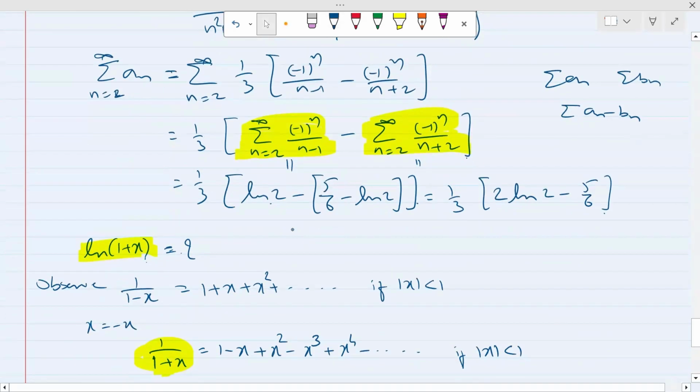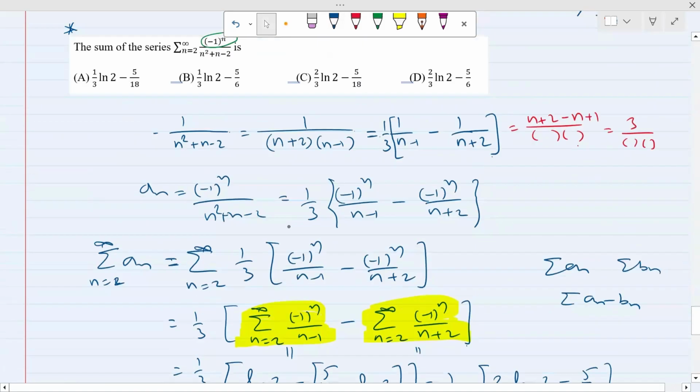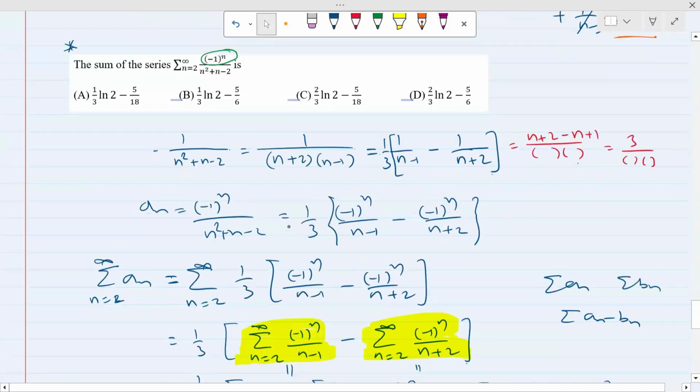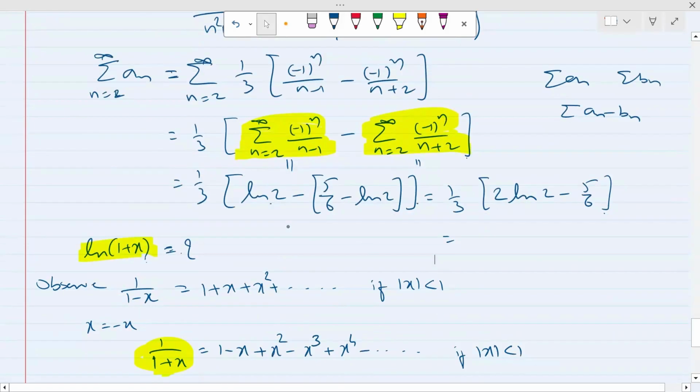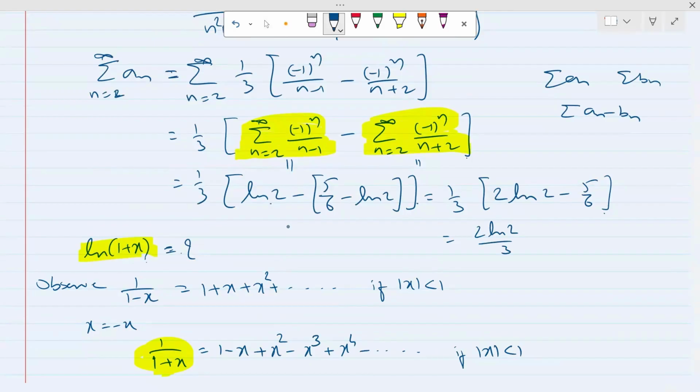So what is the answer then? We need to multiply by 1 by 3. Can we match it with an option? 1 by 3 instead of 2 ln 2, can we write it as ln 4? Yeah, you can, but you have to match up with one of the options, no?